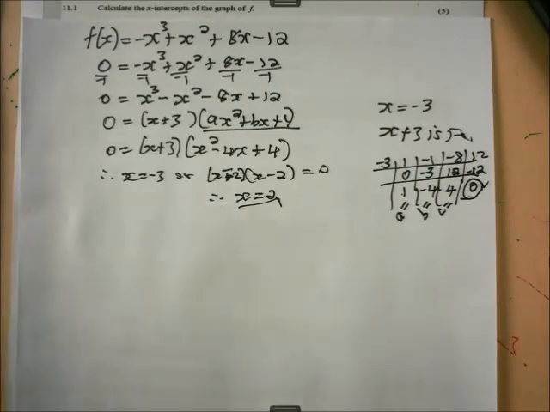Remember, first you equate f of x to 0. Then you look for a common factor. If there's no common factor, you try to group the terms. If it doesn't work, now you must use the factor theorem.